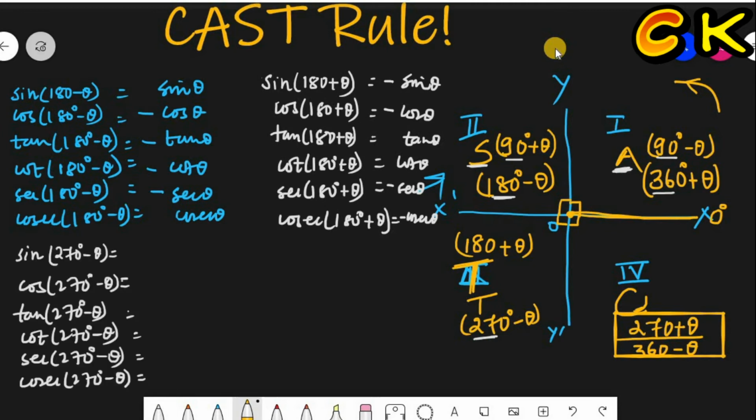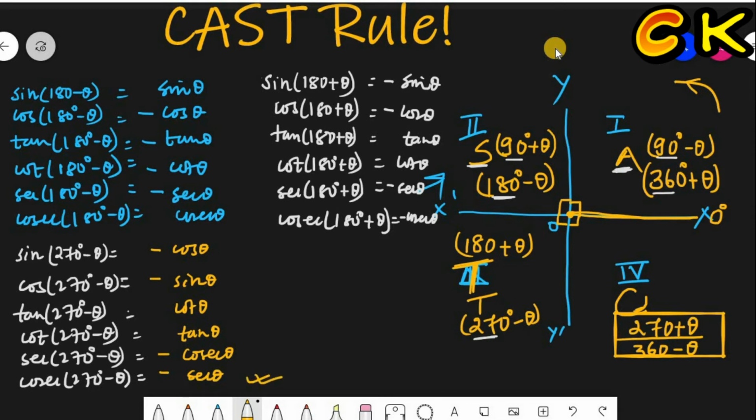Okay, now let's see the formula of 270 degrees minus theta. As you know, 270 degrees means an odd multiple of 90, that is 90 into 3. So there is a change. Sine changes to cos, cos changes to sine, tan changes to cot, cot will change to tan, sec to cosec, and cosec will change to sec theta. Now 270 degrees minus theta lies in the third quadrant, so tan and cot are only positive, so the remaining will be negative. So this is the formula that you should remember.